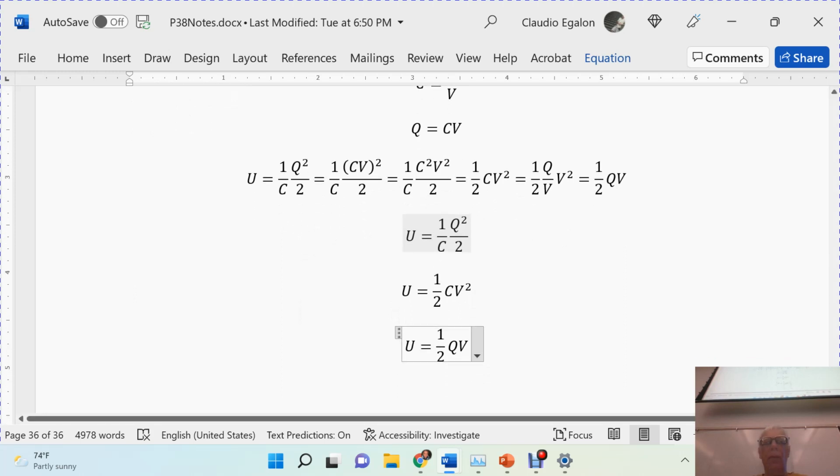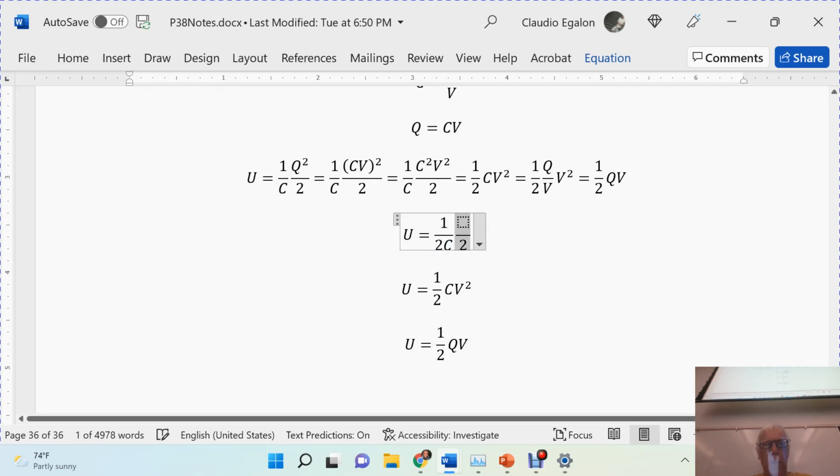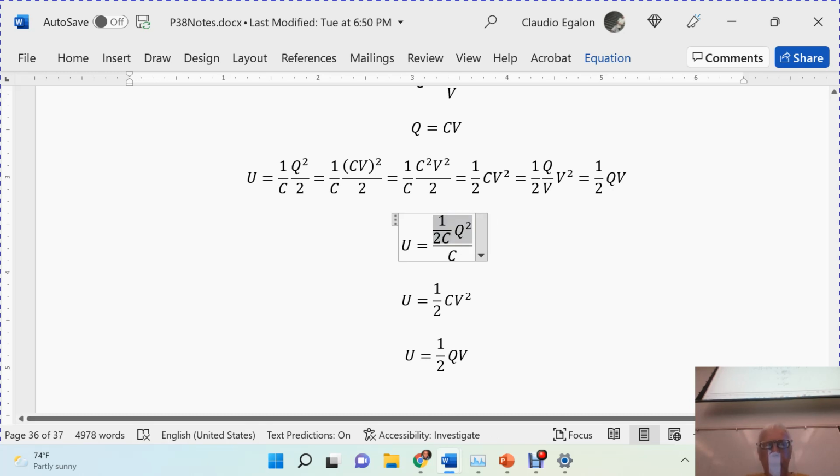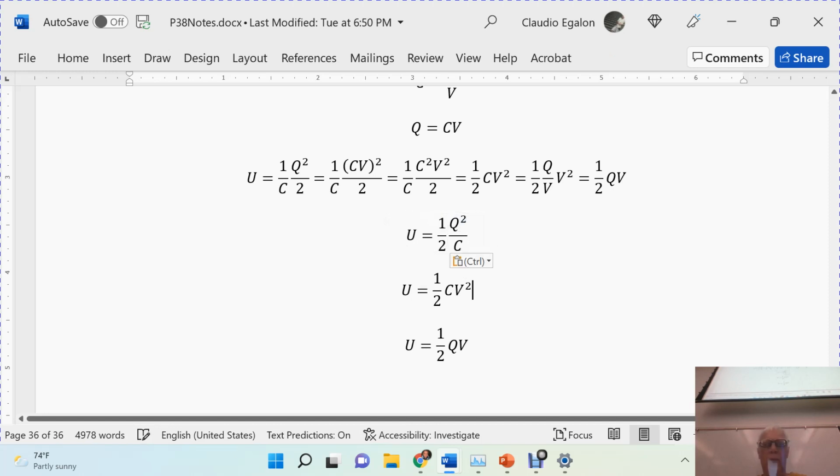Okay. I would rather write this equation. Let me see. How would I rather write this equation? I would rather write this way. Here you go. Like that. Let's write this way. Or maybe put the half separately. Put the half separate. Here you go. Q square over C.